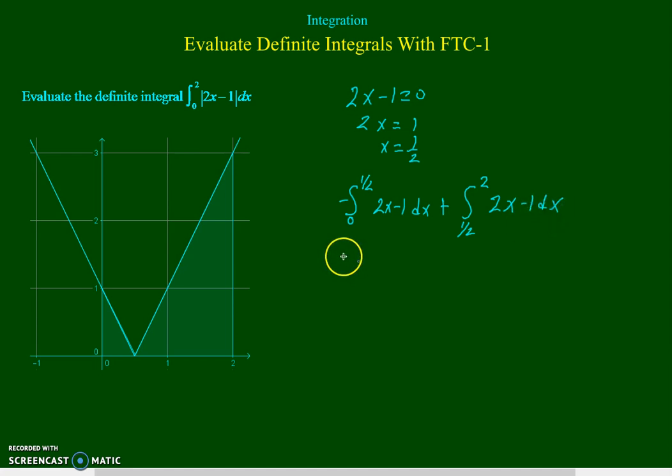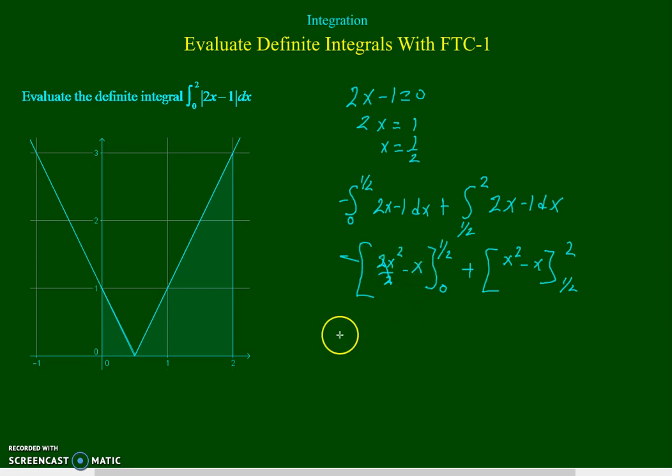So to go ahead and evaluate that, we'd have negative, and the integral of this is 2x squared over 2 minus x, evaluated from 0 to 1/2, plus this same antiderivative. These 2's cancel out, so we can go ahead and simplify that right off the bat. x squared minus x, evaluated from 1/2 to 2. So again, we said that these cancel out.